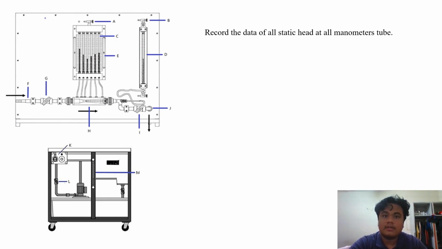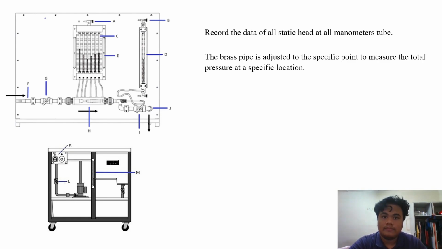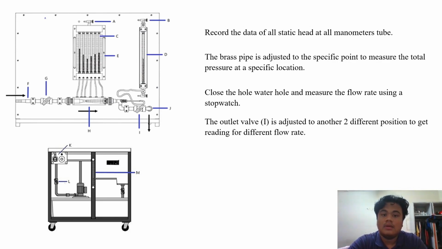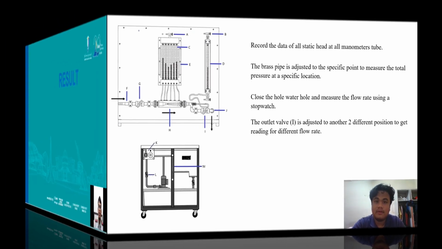Record the data of all static head in the manometer tube and the pipette tube. The brass pipe is adjusted to the specific point to measure total pressure at a specific location. Close the water outlet and measure the flow rate using a stopwatch. The outlet valve is adjusted to another position to get readings for different flow rates.